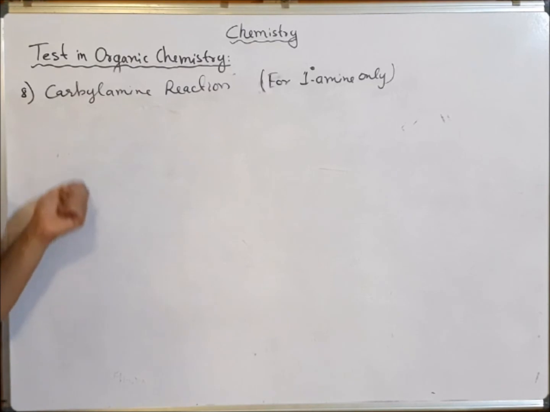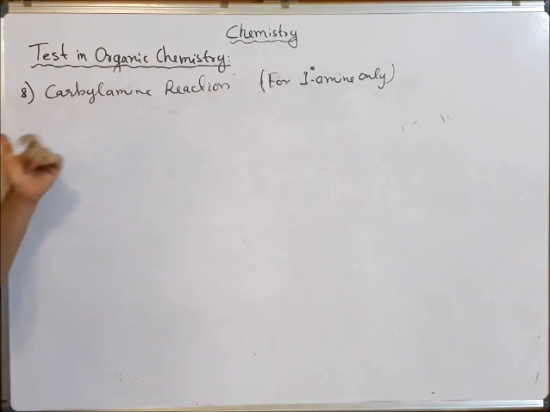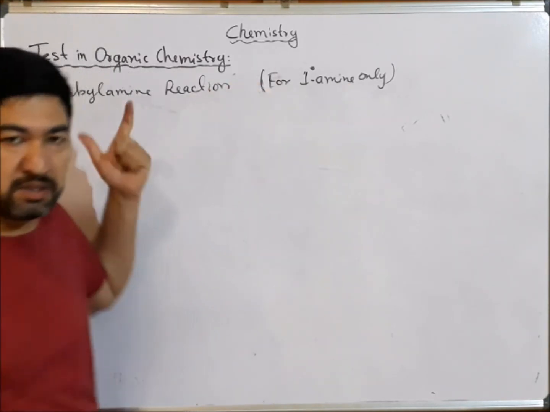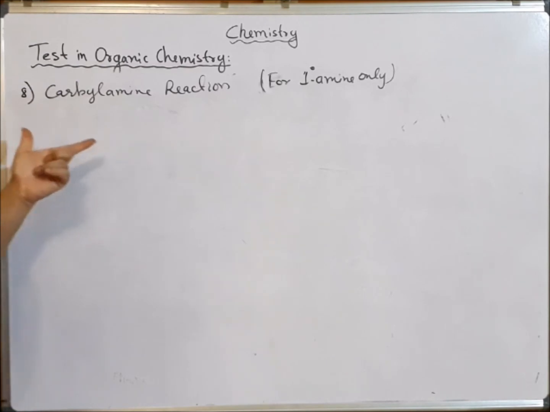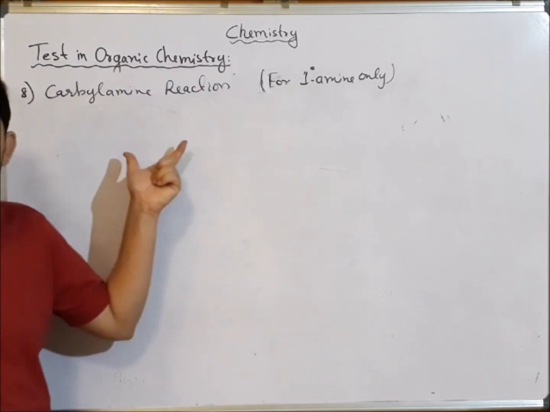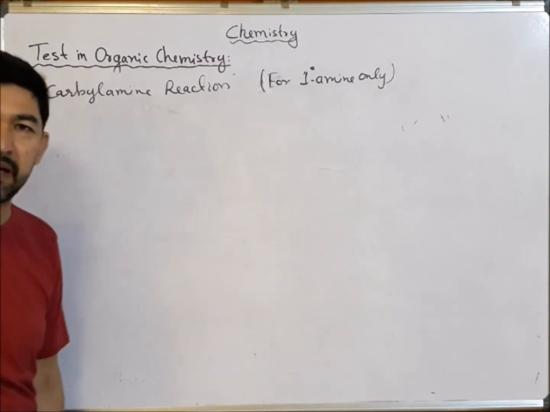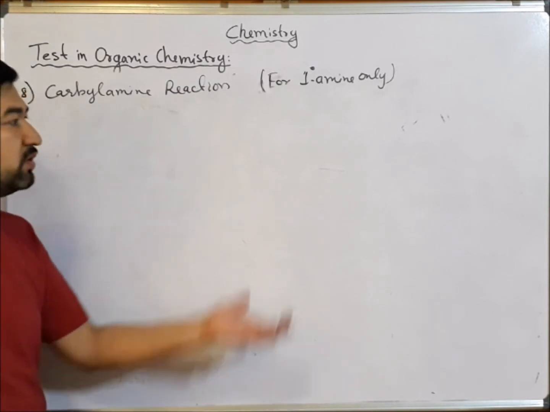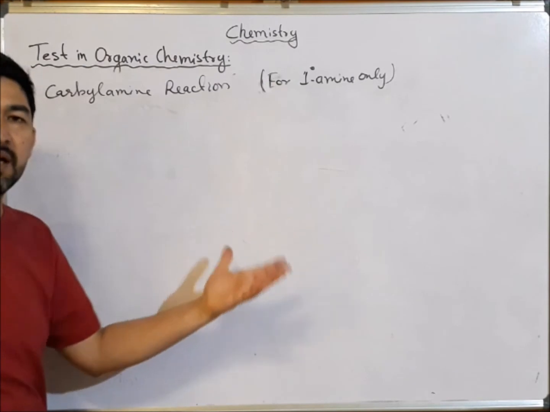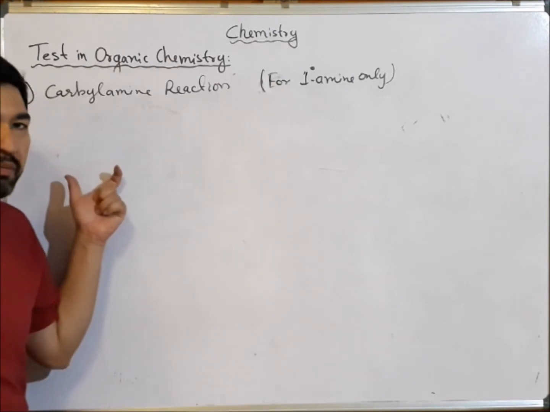The next test is the carbylamine reaction or carbylamine test. This is normally given by only primary amine. So only primary amine gives this test. In this test, we react primary amine with chloroform in the presence of alcoholic KOH. It gives isocyanide, which is a very foul-smelling compound. So if the foul-smelling compound has been formed, then we can smell it and guess that isocyanide has been formed. So that means the given amine is a primary amine.